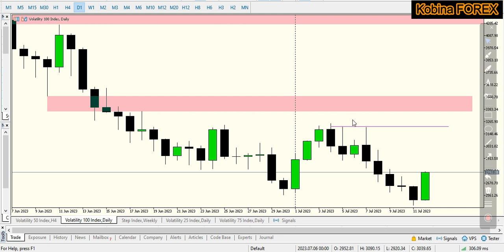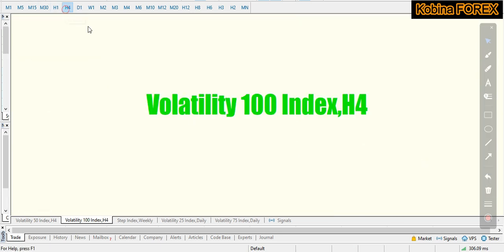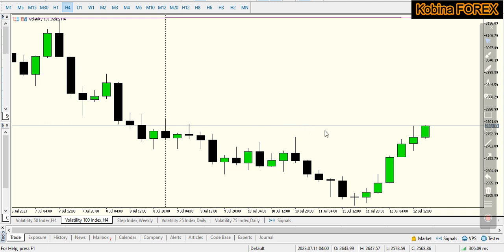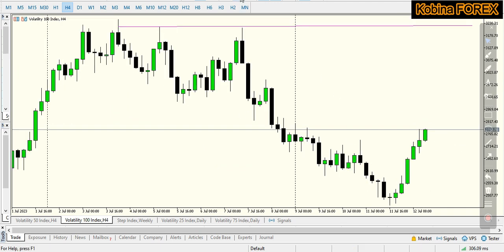All right, so that has been it with the daily time frame. Let's look at it on the 4-hour time frame. On the 4-hour time frame, basically this is what you also see. You could see that price formed high, low, high, low, high, low, high, low, high, low, high, low, and then this high has been broken.